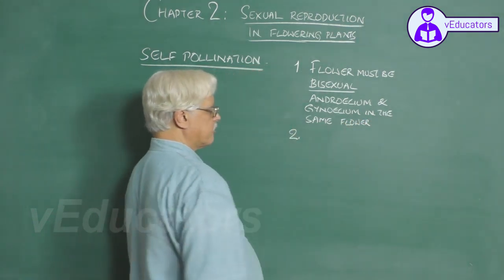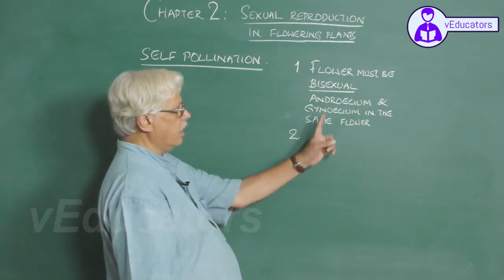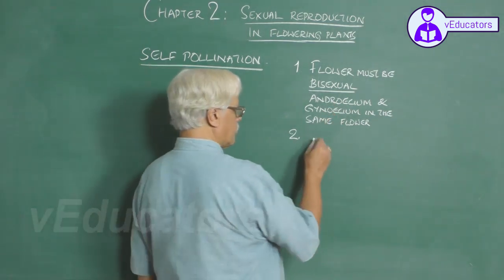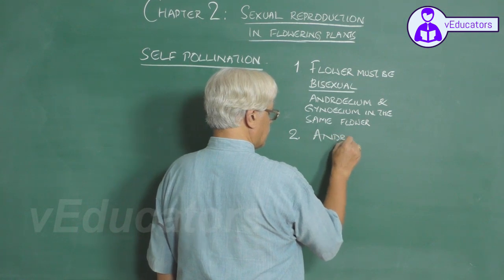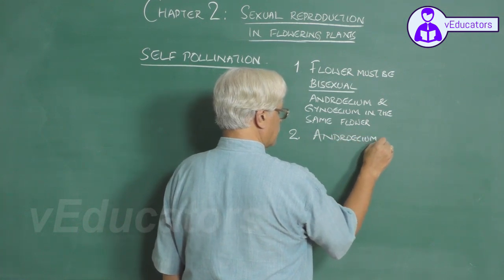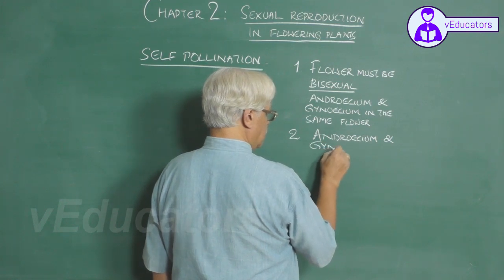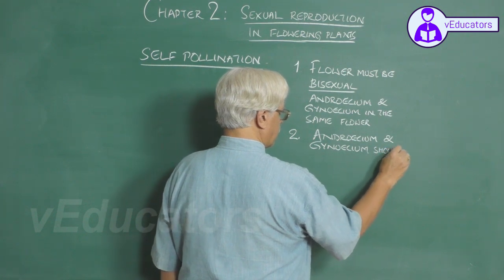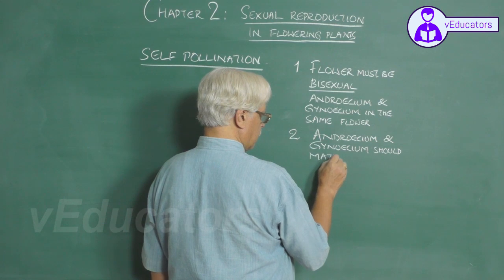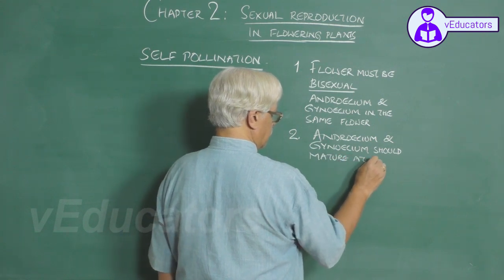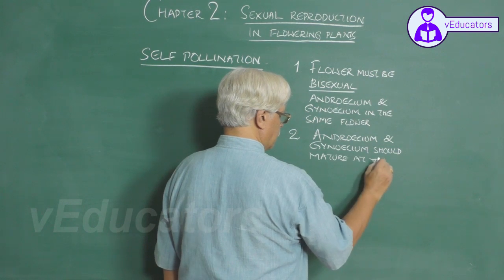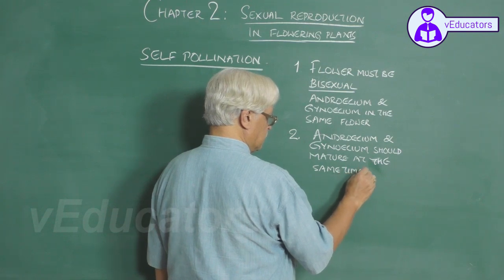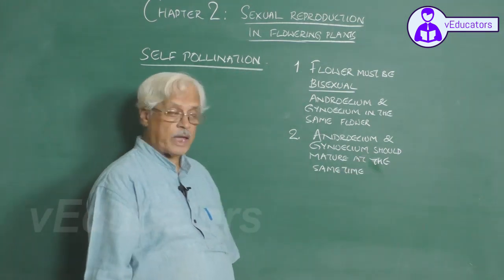Another important condition is that androecium and gynoecium must mature at the same time. Androecium and gynoecium should mature at the same time. Otherwise, self-pollination cannot happen.